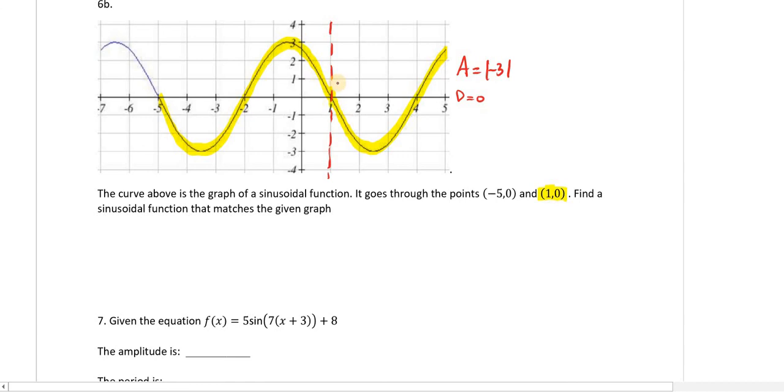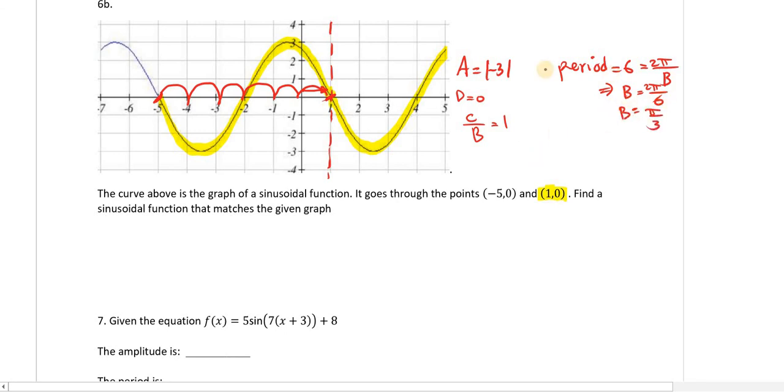The horizontal shift, if I determine this horizontal shift, it moved to the right 1 unit. That means C over B is equal to 1. Now, I need to determine B in order to determine C, and I know I can find B from the period. The period for this function, I can measure from this point to that point. That is 1, 2, 3, 4, 5, 6 units. So the period is equal to 6, which is equal to 2 pi over B, which will lead to B being equal to 2 pi over 6, which is pi over 3. So B is pi over 3.